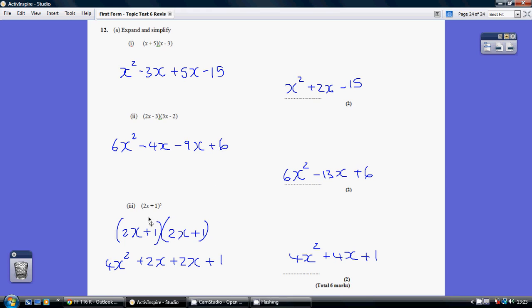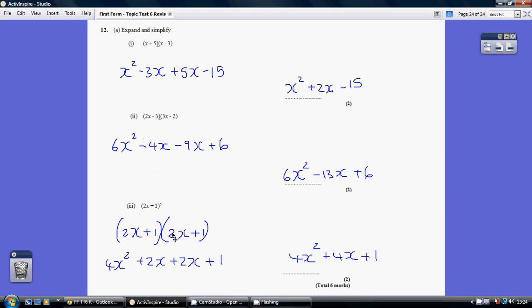Now for part 3, remember what this means. This is 2x plus 1 all squared. Now when we square, we times something by itself. So it is this bracket times itself. So 2x plus 1 times 2x plus 1, turning it into a pair of bracket question like before.